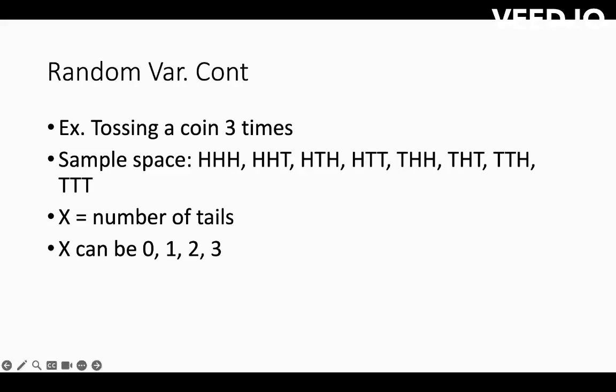So if x is equal to 0, that means you landed on heads all 3 times. If x is equal to 3, that means you landed on tail 3 times. And then if x is equal to 1, that means you landed on tail 1 time and landed on heads the other 2 times. If x is equal to 2, that means you landed on tail 2 times and head 1 time.